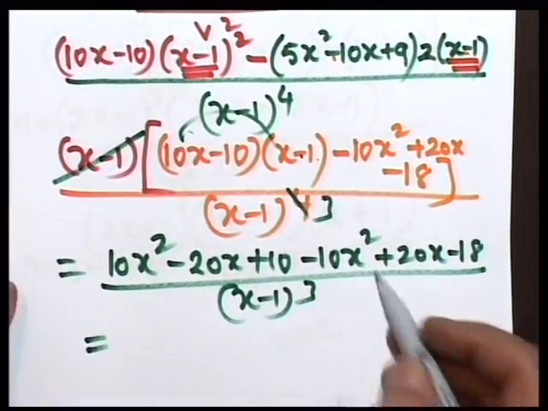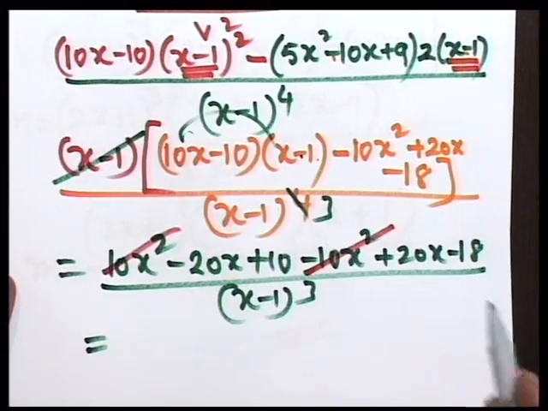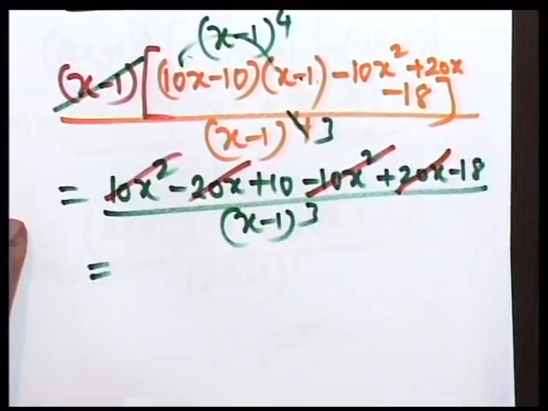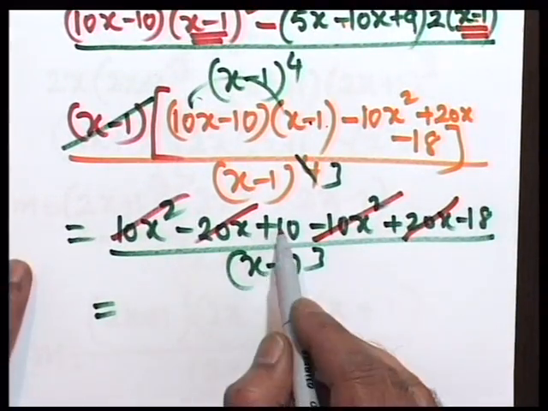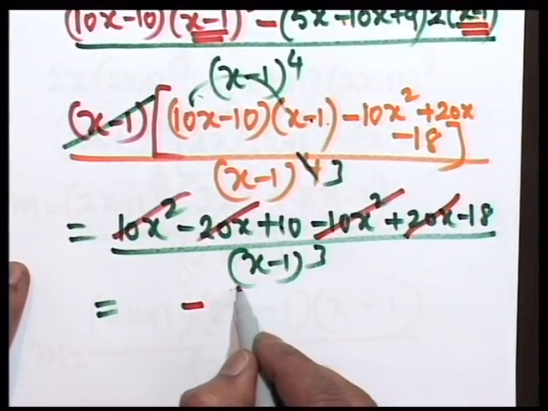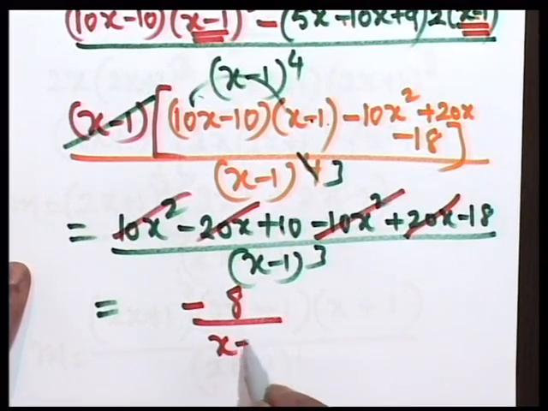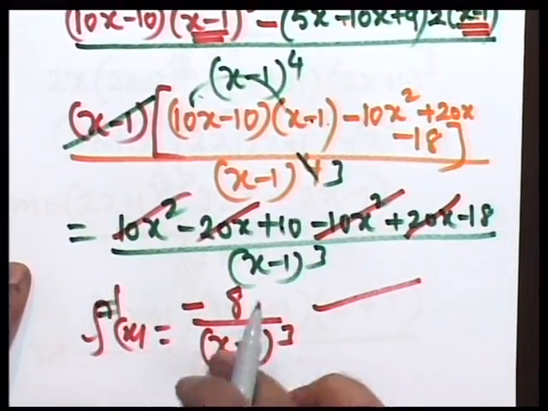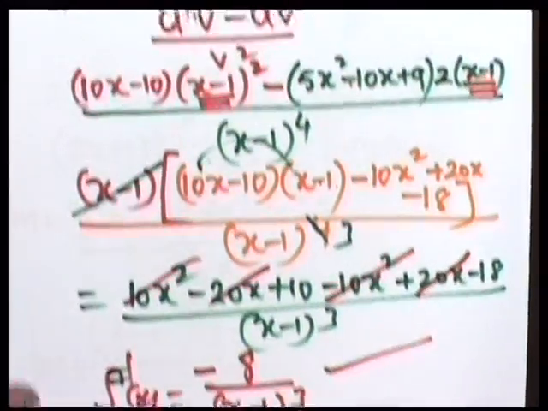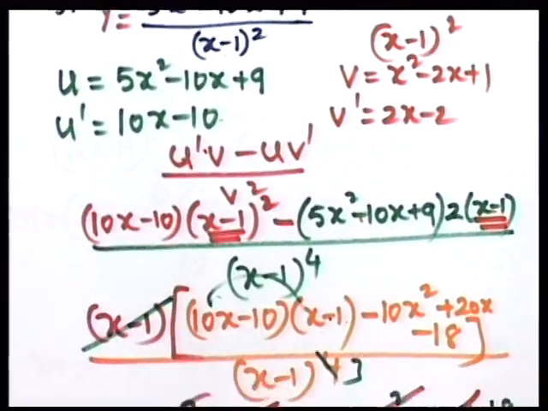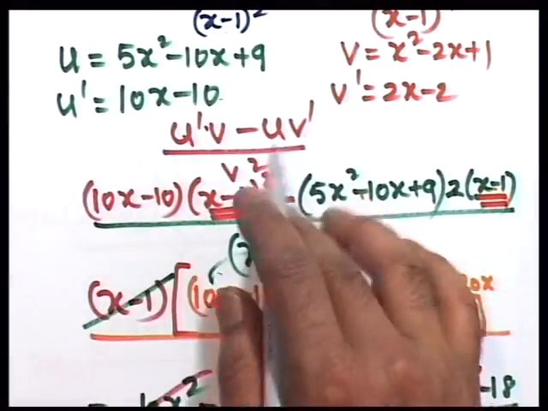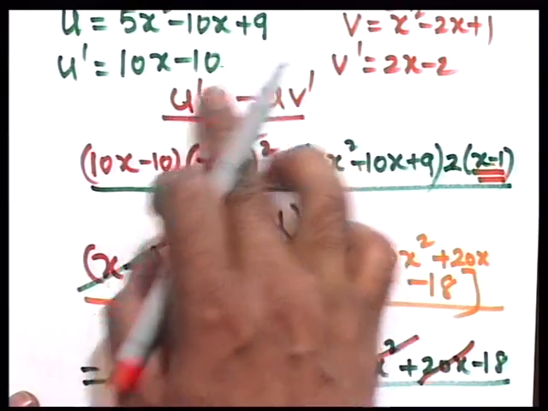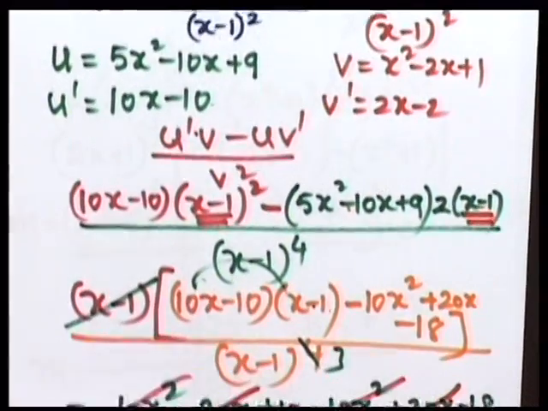See how many terms cancel out. 10x squared cancel. 20x gone. That's going to be plus 10 minus 18. So it's a minus 8 divided by x minus 1 whole cube. That's the f dash x, or that's the dy over dx of the given question, which is that. Okay, so we just call that u over v, and then just find u dash, v dash and substitute here.